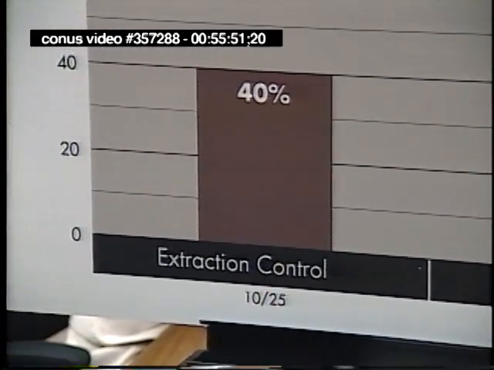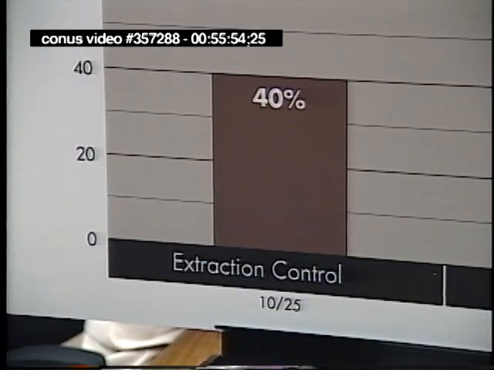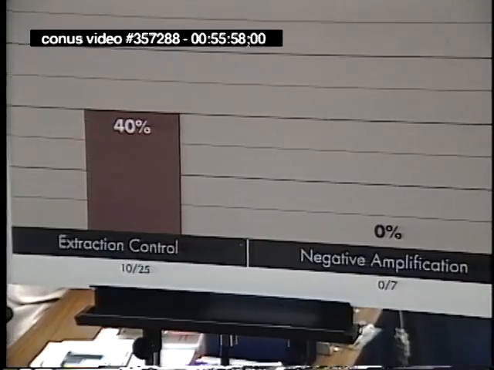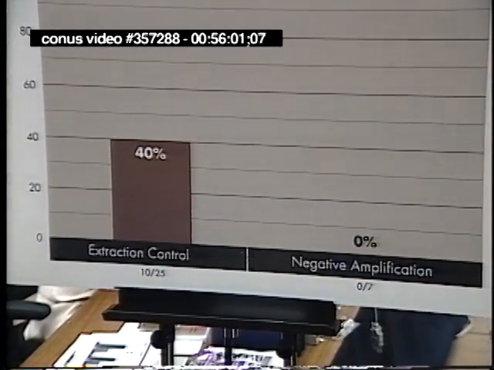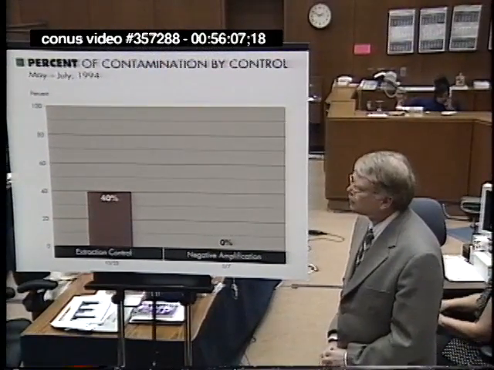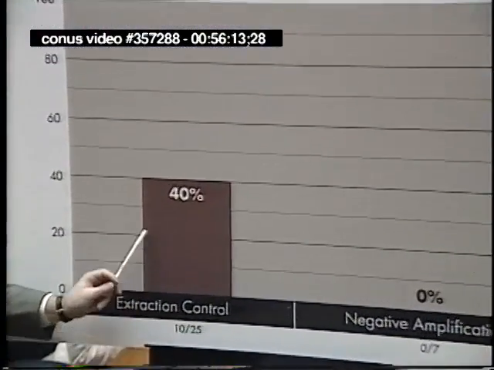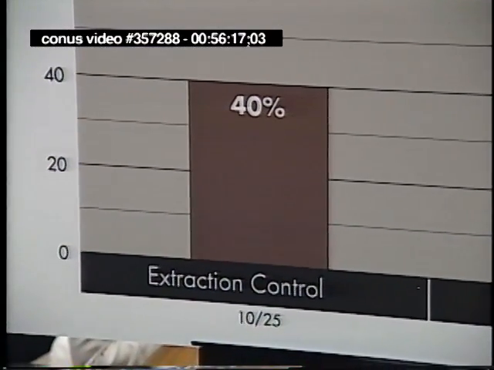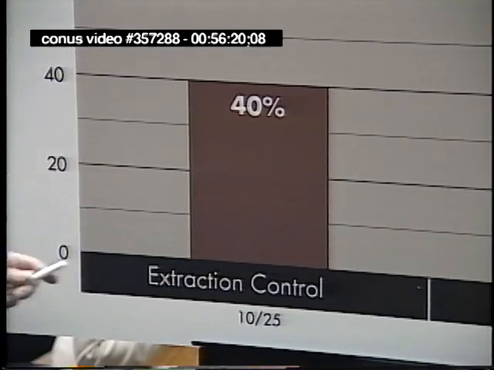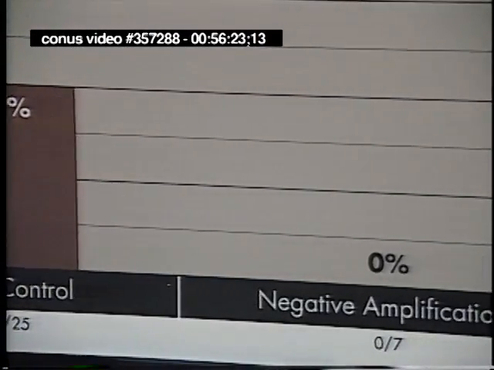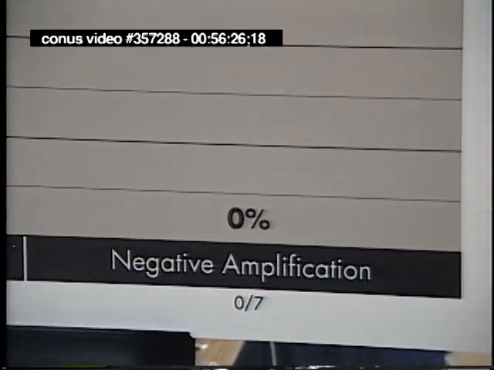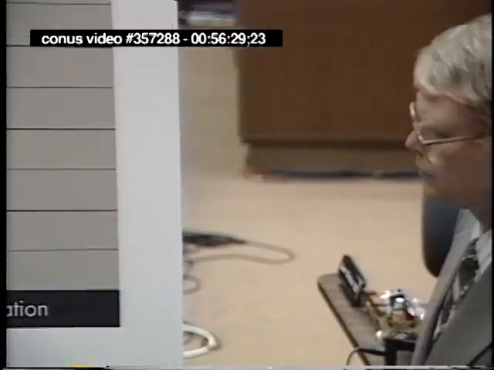Now, you indicated that there are two kinds of negative controls used at the LAPD, one extraction controls and the other one negative amplification controls. Yes. All right, and this chart represents, is it your finding that 10 out of 25 negative extraction controls were contaminated during the period May through July of 1994? Yes. And 0 of 7 negative amplification controls were contaminated? That's correct. Now, what does that indicate about the source of the contamination, or what phase of the DNA testing process would be the source of the contamination based on these findings?